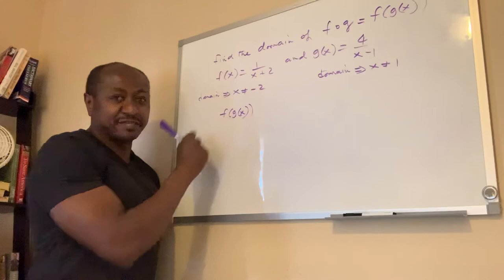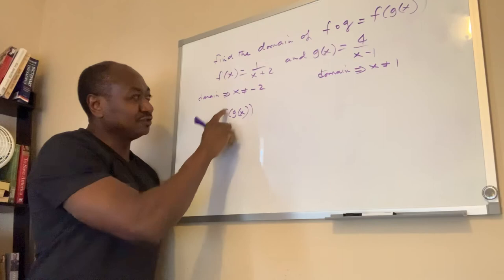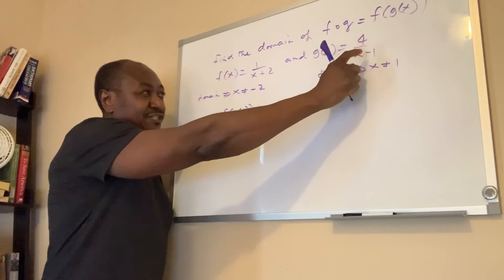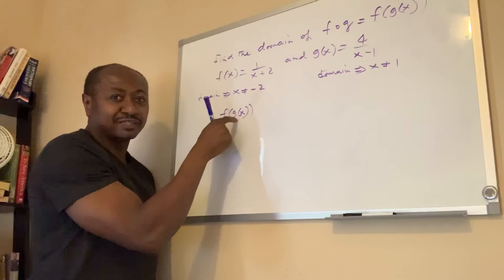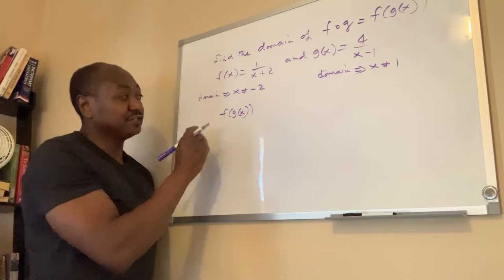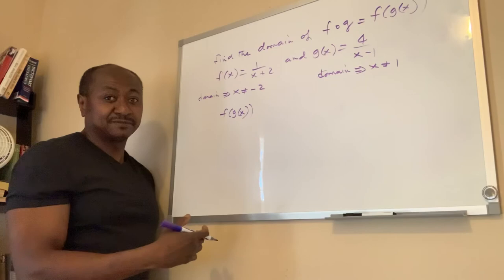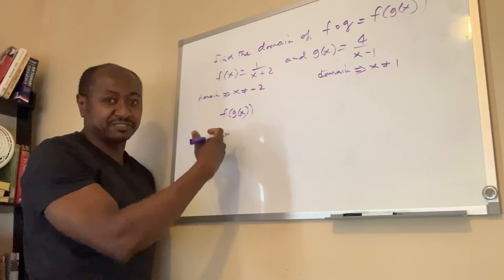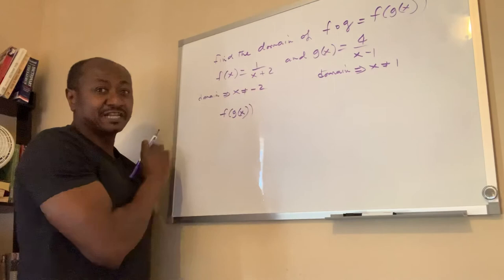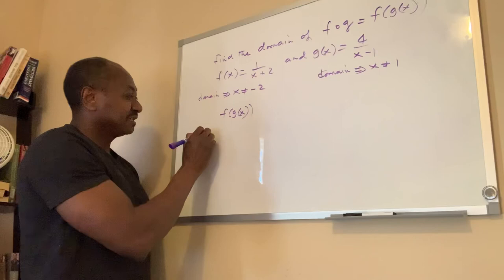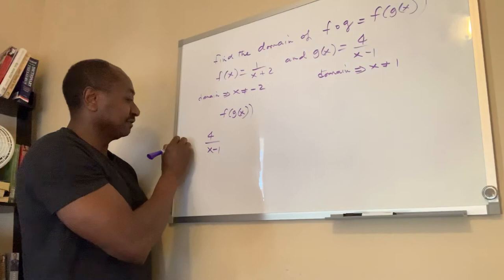Okay, so first you find the domain of your first function f of x, and you find the domain of g of x. But we do know that the domain restriction of f cannot be part of the entire composition. So we're going to exclude it, because f is the main function being composed with the inner function. Since we know that f of x excludes negative 2, we can safely say that 4 divided by x minus 1, which is g of x, cannot be equal to negative 2.